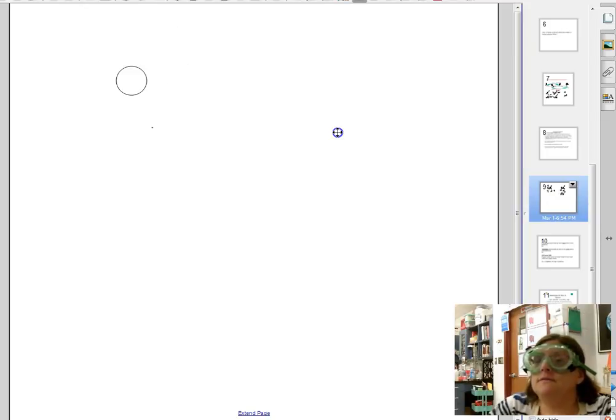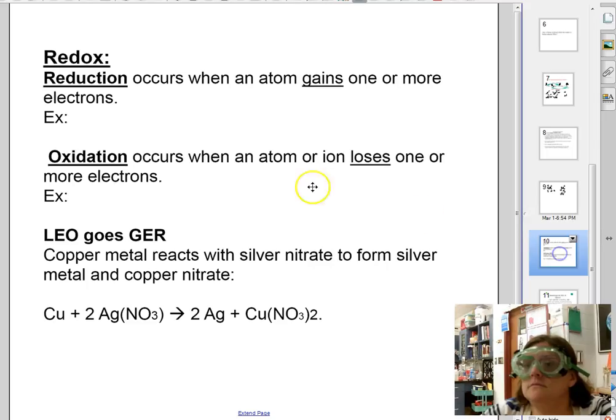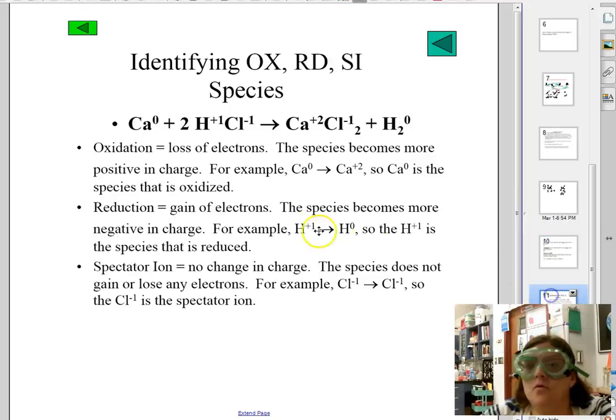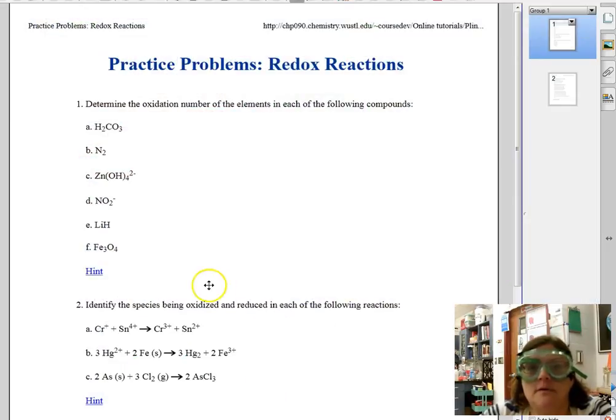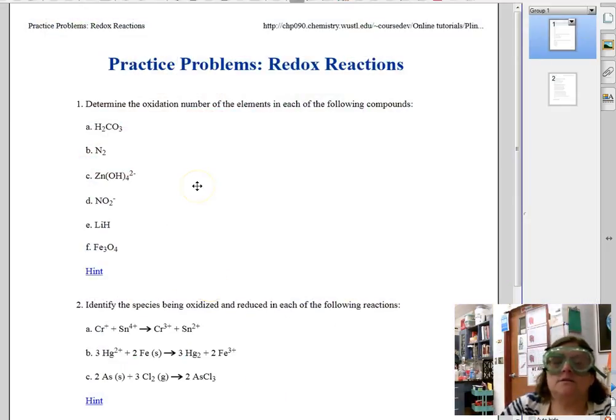So, we have to figure out in a set of equations what is being oxidized and what is being reduced. Actually, I want to pull this up. I found this one. First, let's practice oxidation numbers. Okay?